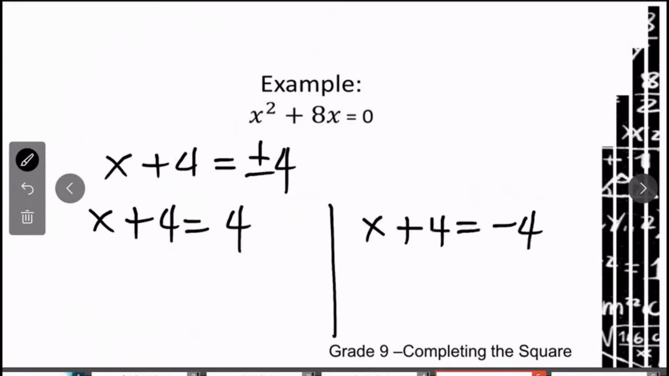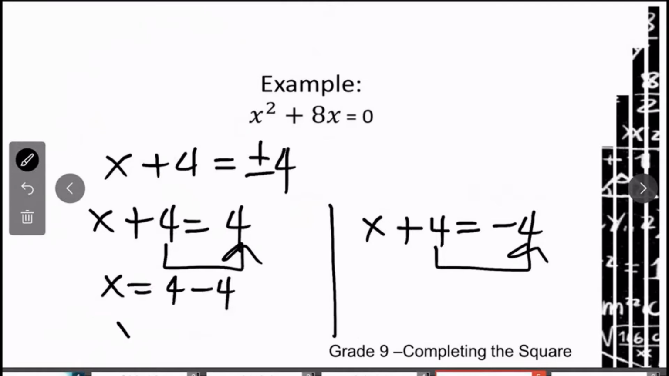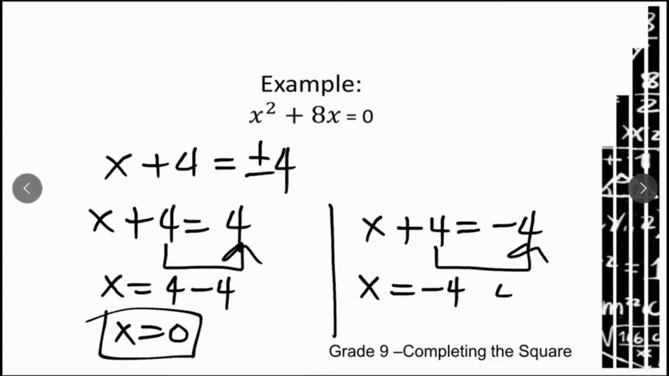So let us just solve it. Moving 4 to the other side, it will become x is equivalent to 4 minus 4, or simply x is equivalent to 0. On the other hand, moving 4 to the other side, it will become x is equivalent to negative 4 minus 4, or simply x is equivalent to negative 8. Therefore, these are our two answers in this given expression.